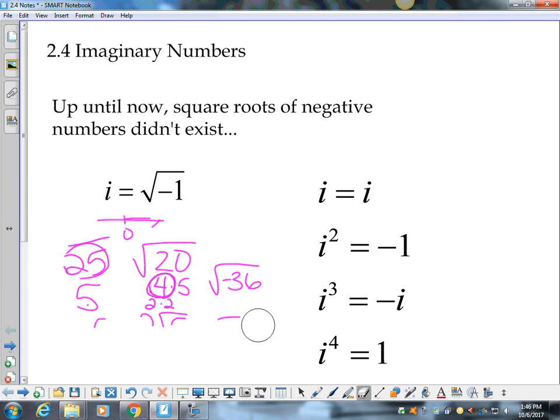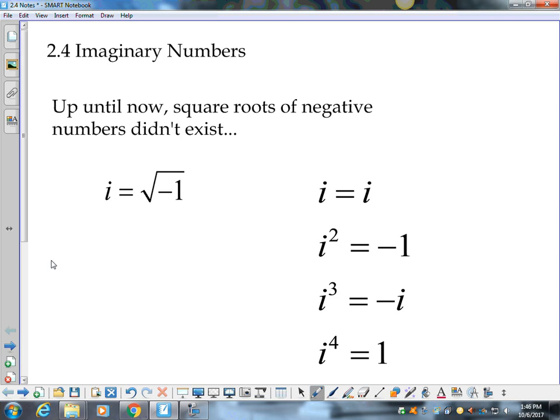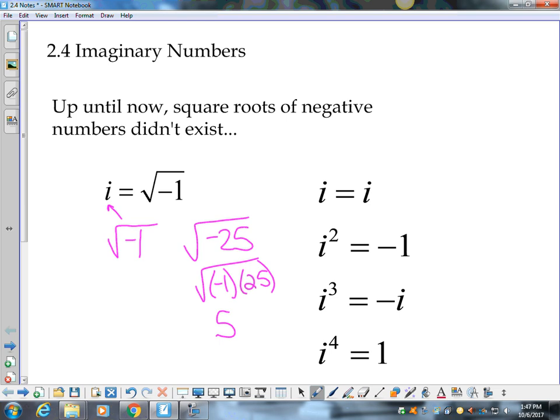So we have decided to define the square root of negative 1. And the square root of negative 1 is i, for imaginary. So we can now square root negative numbers. Like if I give you the square root of negative 25, technically what you're doing is you're thinking about it like this. The square root of 25 would be 5, and the square root of negative 1 would be i.